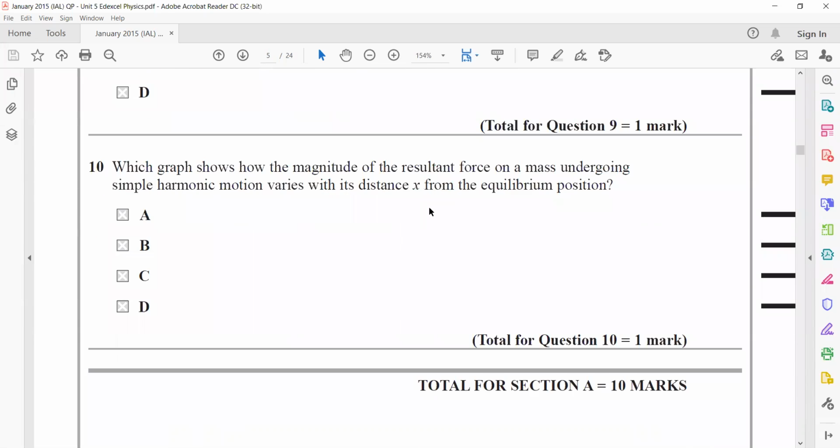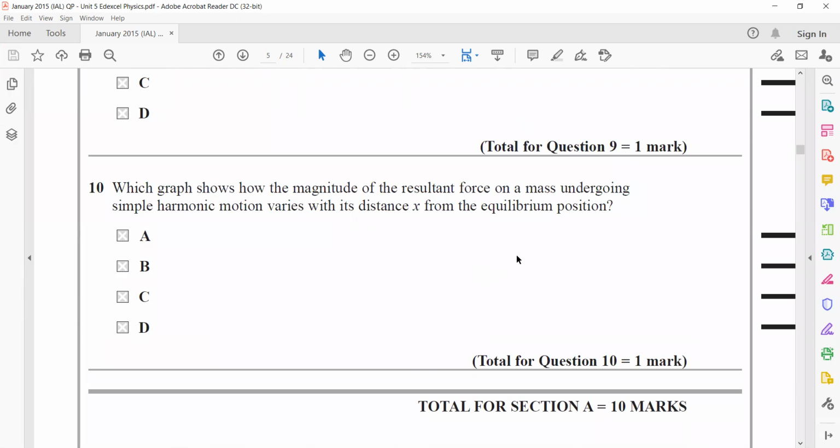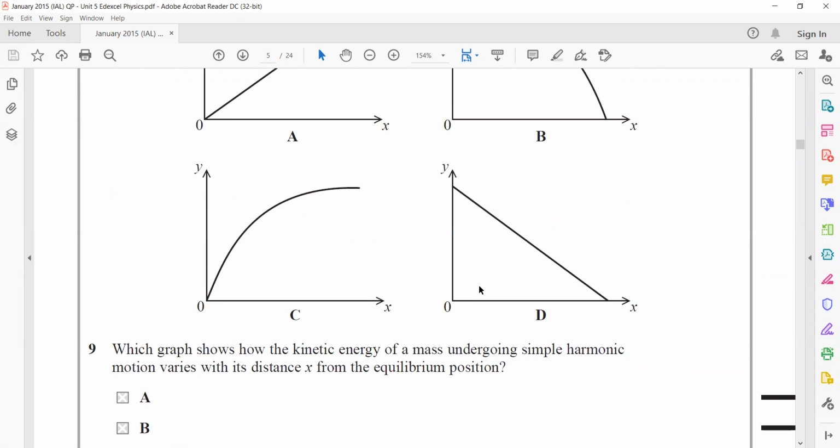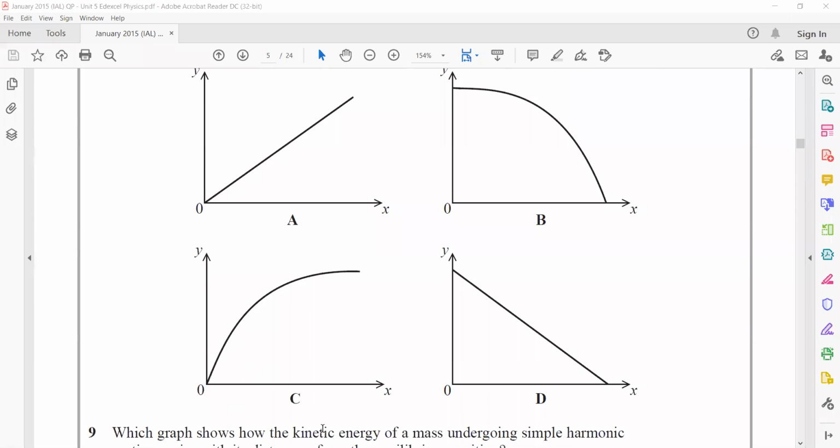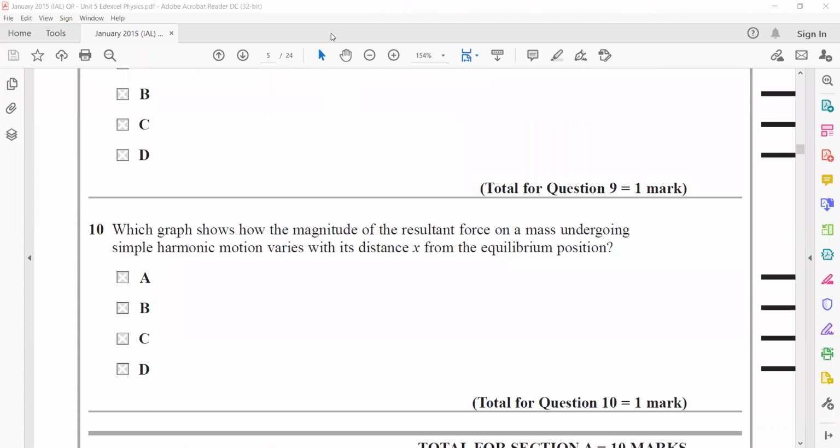Question 10. Which graph shows how the magnitude of the resultant force on a mass undergoing simple harmonic motion varies with distance? Force and acceleration are directly proportional, and we know for simple harmonic motion acceleration is directly proportional to displacement. When two quantities are directly proportional, there should be a straight line. In the same way we can say force is directly proportional to displacement as well. So which graph shows a direct proportion relation? A. That's why for question 10, A is the right answer.